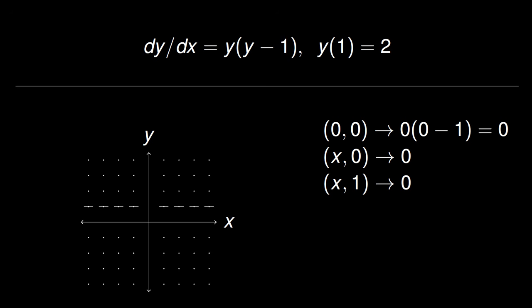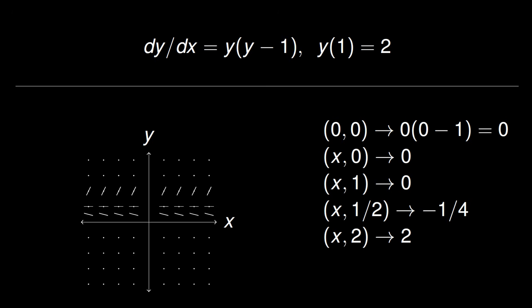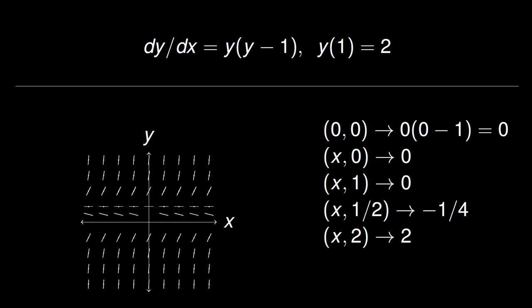So we just need to pick a bunch of values for y and figure out what the slope is for all of those particular points. So for instance, if I take the y value equal to 1/2, so right in between, then all of those slopes of the tangent line will be -1/4. If I move up to 2 with the y value equal to 2, then every single slope is 2 times 2 minus 1, or just 2. And then we can fill in the rest of the table the same way.